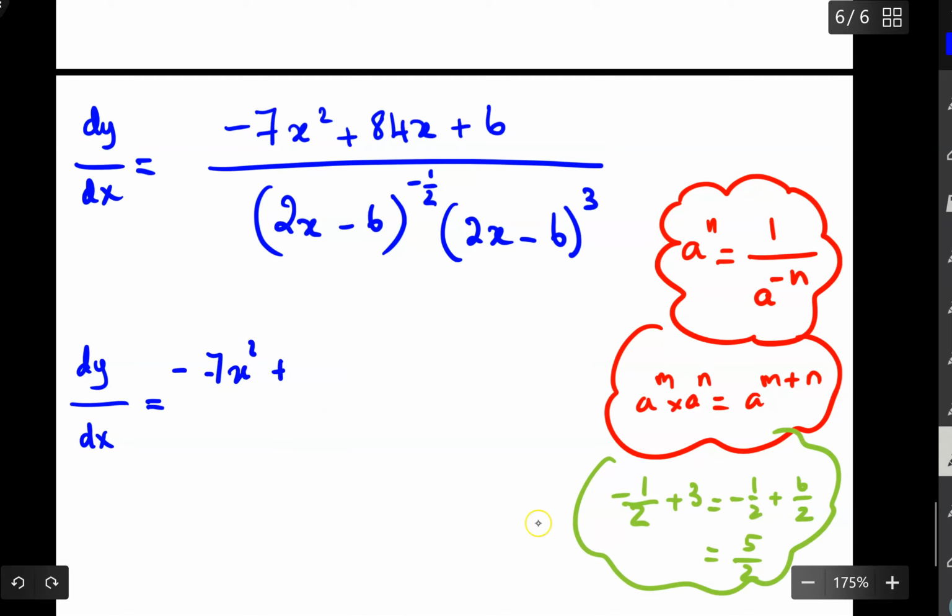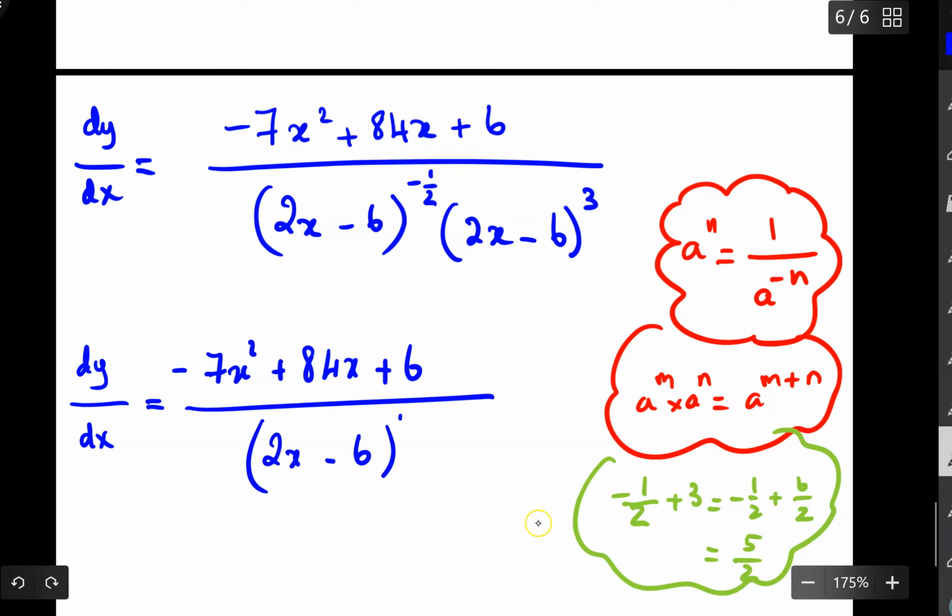84x plus 6, and at the denominator, I will have 2x minus 6, all of it raised to the exponent 5 over 2. And I double check. At the numerator, I cannot simplify any further, and the denominator, I also cannot simplify any further, and I am done.